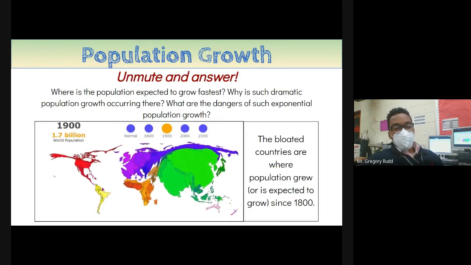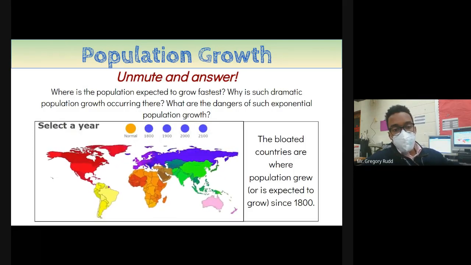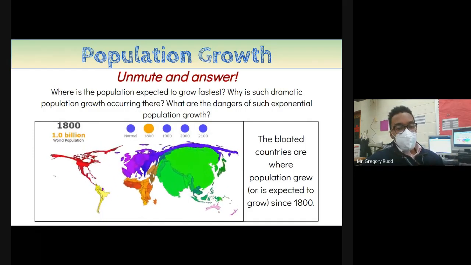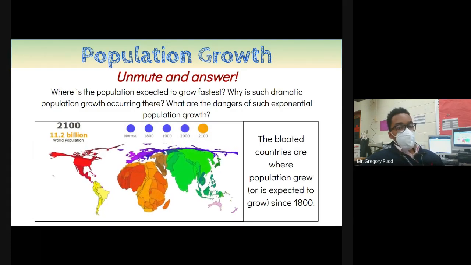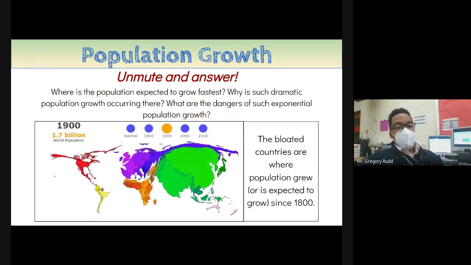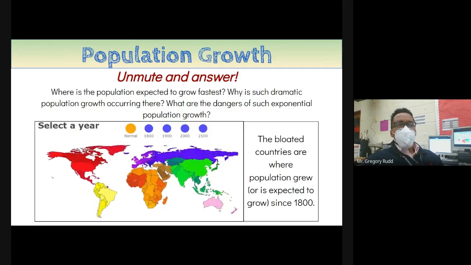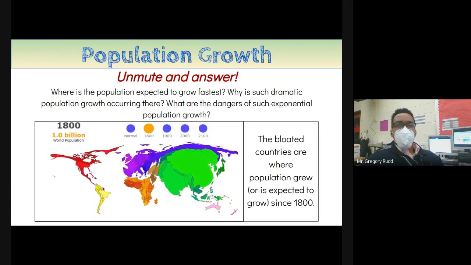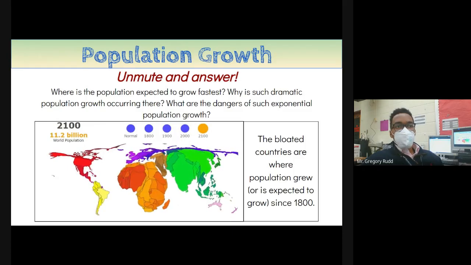So when the circle gets to 2100 right now, we see the orange countries become the largest, and that is the continent of Africa. So we are expected to see the most growth in the next 80 years take place in Africa. Does anybody think they might know why that is? Why are we expected to see so much growth take place in Africa?